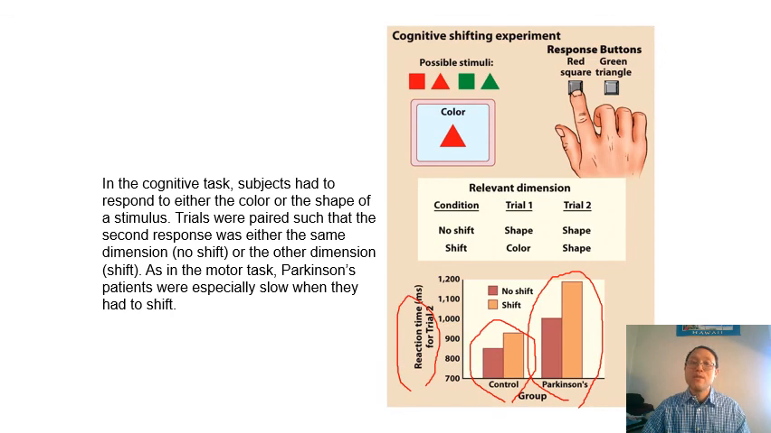Okay, so what this means is that Parkinson's disease patients, in both the motor task as well as the cognitive task, are especially slow when they have to do a mental shift. Which means that their motor planning is really defective, and that the way they have to shift their cognitive dimensions, the cognitive set shifting, is also very defective. Okay.